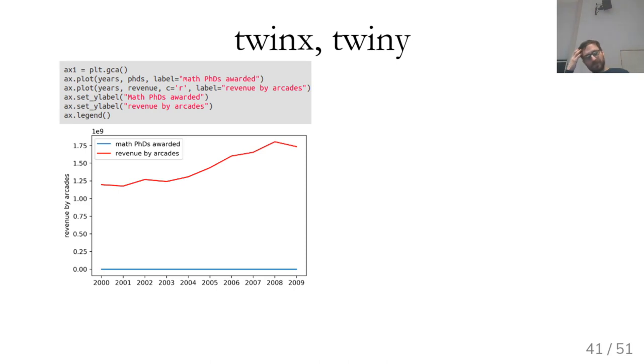All right. So the next thing that I want to mention is twin axes. In this plot, I'm comparing two things. So I have two series. One of them is the number of math PhDs awarded for each year from 2000 to 2009. And the other series is the revenue that was made by arcades in that year. Let's assume they have something to do with each other. If I just plot them naively using plot, they will both share the same y-axis.